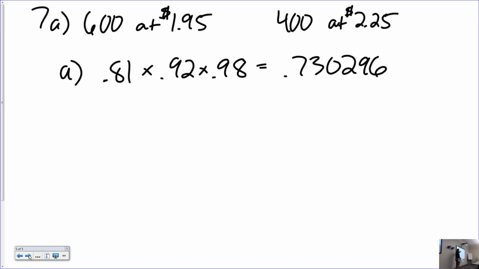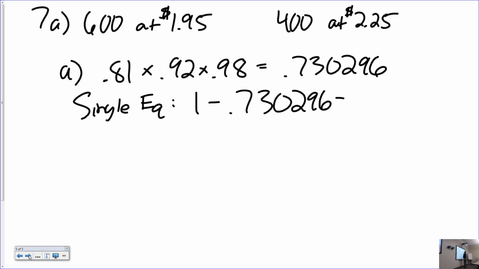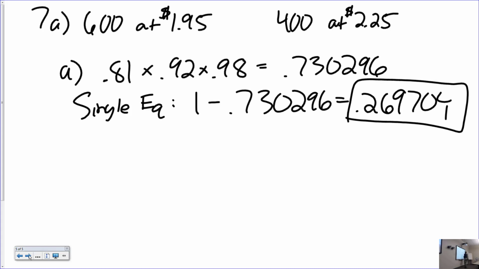If you told me that was the single equivalent discount rate, I only gave you 3 because that's the net price equivalent rate, folks. To get the single equivalent, you have to do 1 minus that. So basically you're getting a 26.9704% discount from those 3 discounts, 19/8/2. So that's the same for both tests.